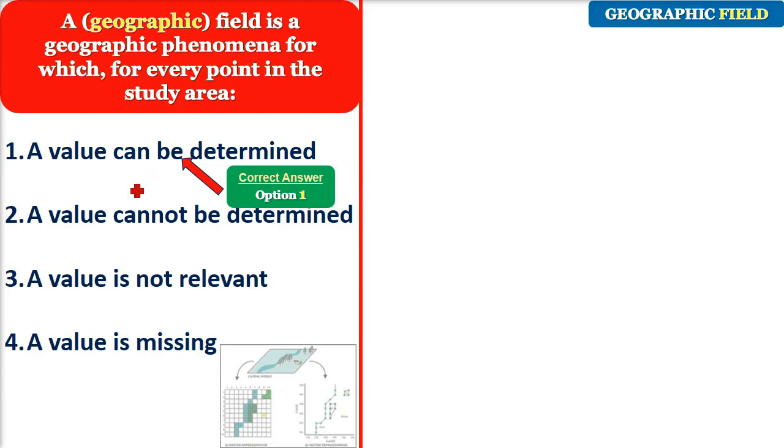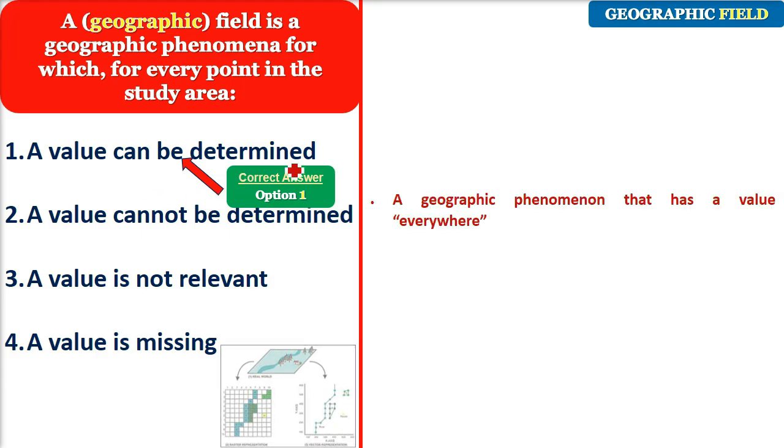In GIS, what is a geographic field? A field which has a value everywhere. Now assume that this is a river. From anywhere you check inside the river, you will get the amount of water, the quality of water, the depth of water. So you have values everywhere if the river is a geographic field. So a geographic phenomenon that has a value everywhere is a geographic field.